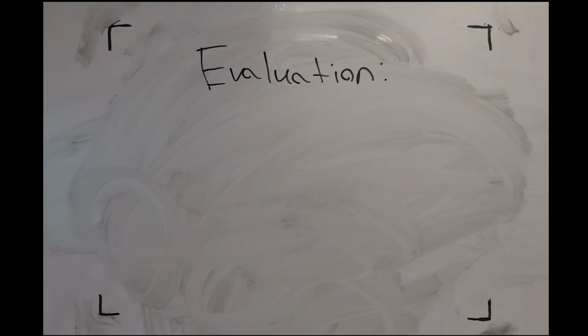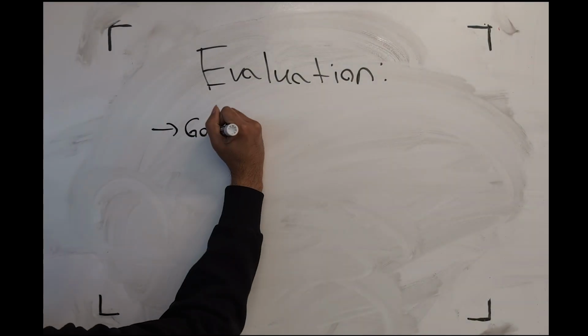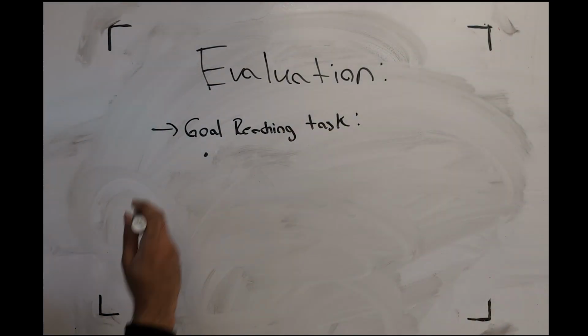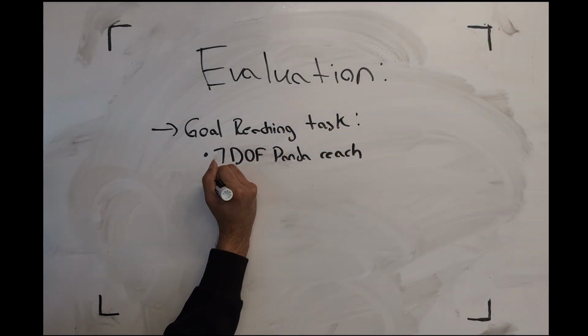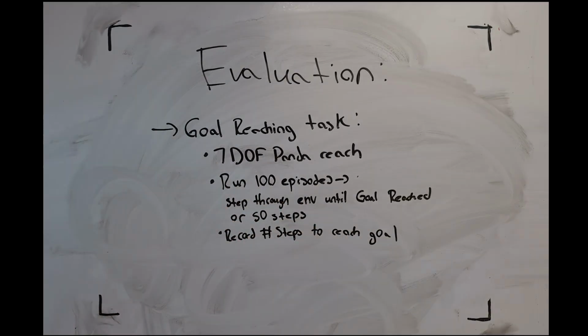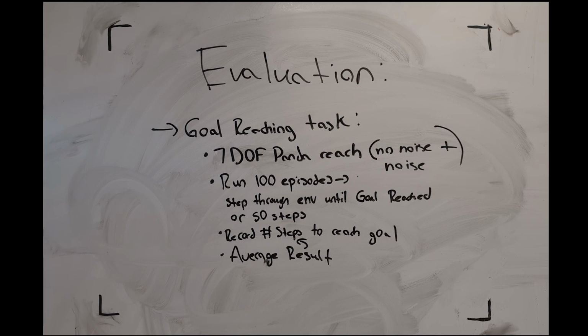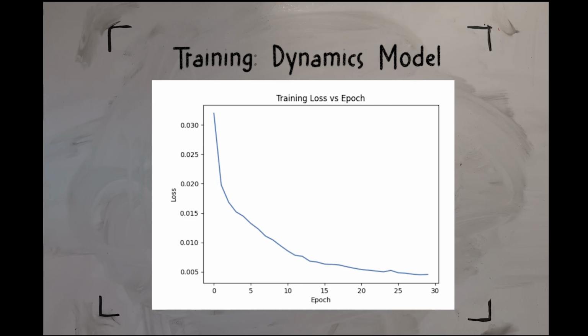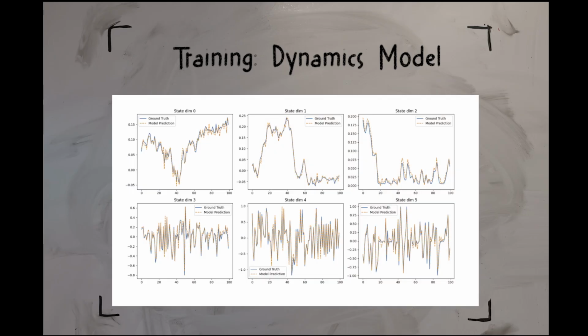Alright, so we evaluated our algorithm in the Panda Reach environments, both with noise injected into our observation and with no noise injected into our observation. We did this over 100 episodes with a 50-step max step count, and we essentially averaged the number of steps that the algorithm took to reach the goal. So now we can look at the actual training of our algorithm, starting with the dynamics model. As you can see, the dynamics model overlaps really nicely with the ground truth when evaluating it over a 100-step rollout.